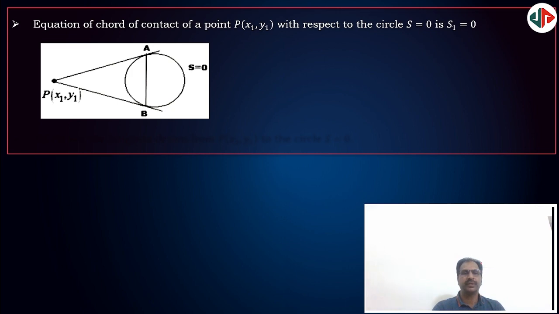Next, what is the chord of contact of a point? From an external point, you can draw two tangents, PA and PB are the tangents. The line segment joining A and B is known as the chord of contact of the point. From external point P, two tangents can be drawn, right? Let A and B be the points where the tangents touch the circle. If you join these two, you will get a line. This line is known as the chord of contact of the point P. And the formula for the equation of chord of contact is S1 = 0.